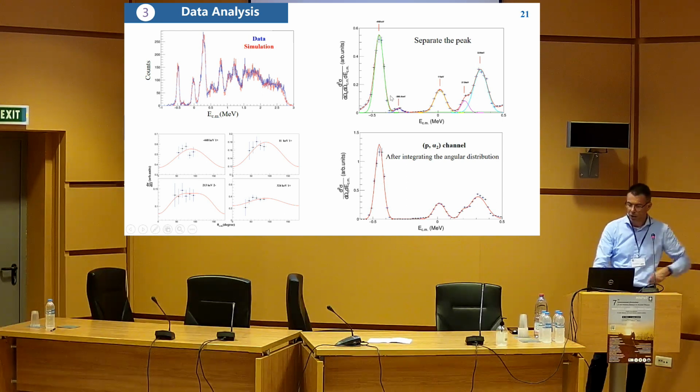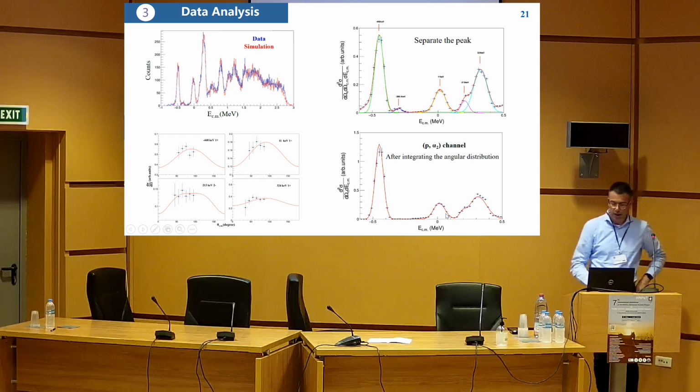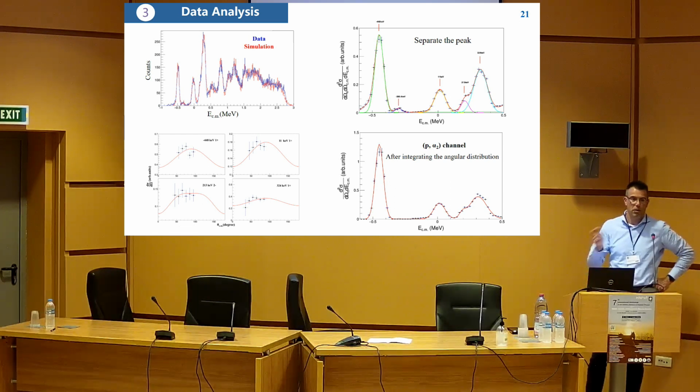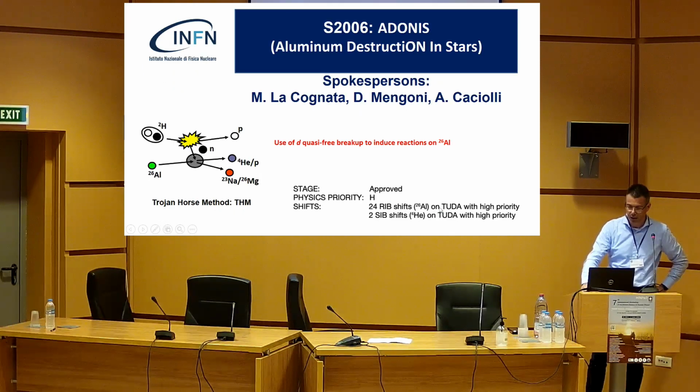Now she is working at separating the different peaks with a Gaussian fit and taking into account also the non-resonant part and the angular distribution, in order to get the resonance strengths of all the states. However, we also have the confirmation from this indirect measurement of the population of this very important state just at 11 keV.